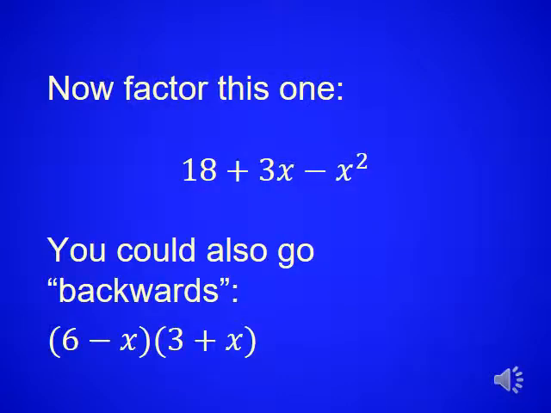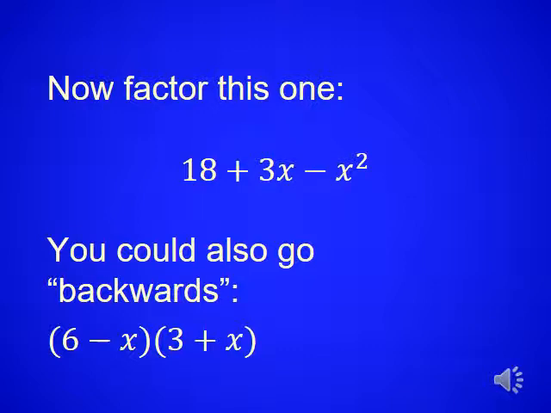When I see problems like that, I tend to always do what I just did and take out a negative so that the x squared part's positive. I just find it easier to do if the x squared's always positive. You can, however, take something like this and factor it backwards.